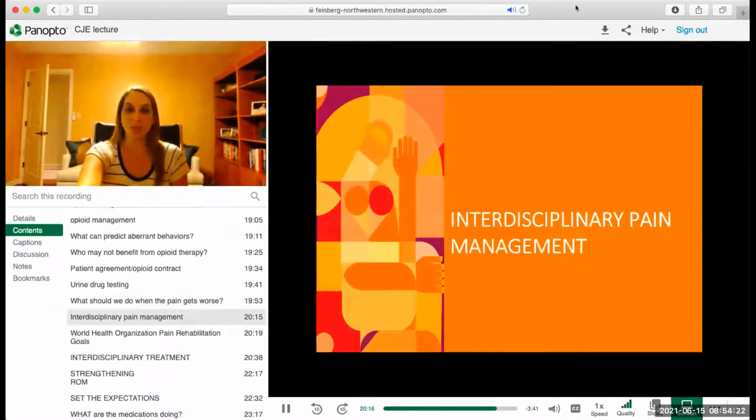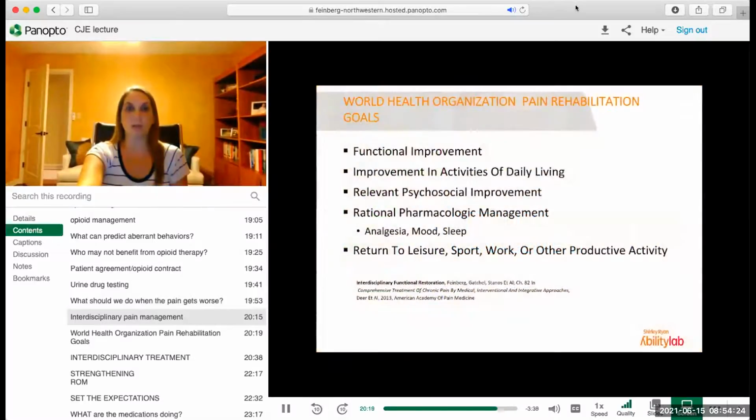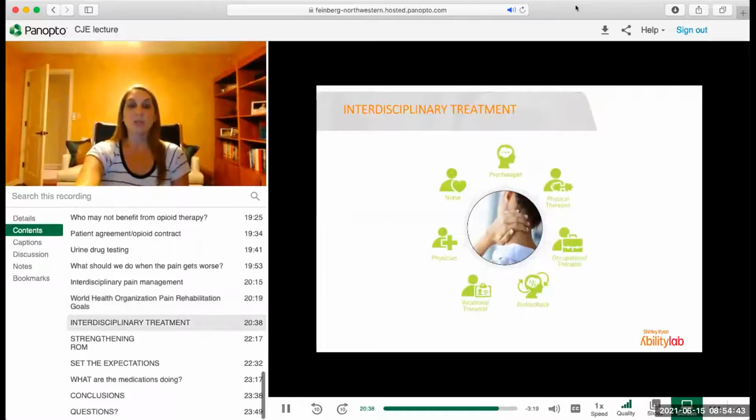So again, I just wanted to touch briefly on interdisciplinary pain management. The World Health Organization pain rehab goals are functional improvement, improvement in activities of daily living, relevant psychosocial improvement, rational pharmacologic management. So you want to look at not only analgesics, but also mood and sleep, and really getting patients back to leisure, sport, work, or other productive activity. So using interdisciplinary and multidisciplinary treatment is a great way to put the patient at the center of the team and give them as many tools in their toolbox to manage their pain.